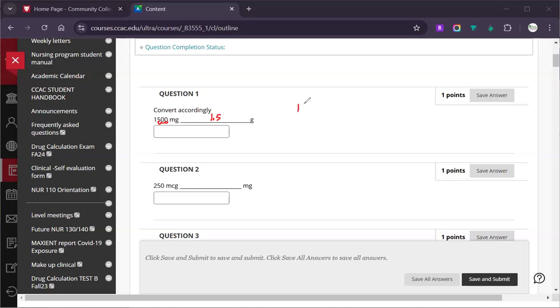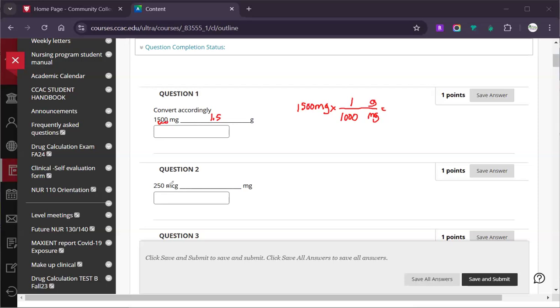If you're not 100% certain about doing it that way, remember you can always use dimensional analysis, where all you're doing is a simple conversion. You're converting milligrams to grams, and you know that 1 gram is equivalent to 1,000 milligrams, and you just take 1,500 divided by 1,000, and then you'll get the 1.5.